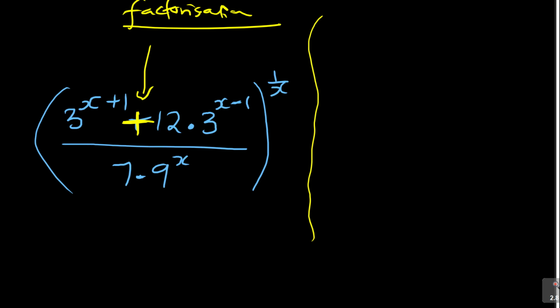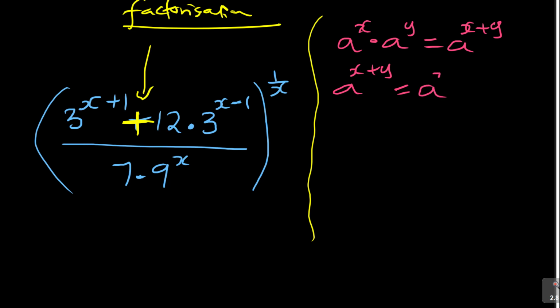Remember the first rule of exponents: a to the power x times a to the power y is equal to a to the power x plus y. Remember that. I can write it like this: a to the power x plus y is equal to a to the power x dot a to the power y. This is the same thing. I just wrote it this direction. If you agree with me, that's what we're going to do.